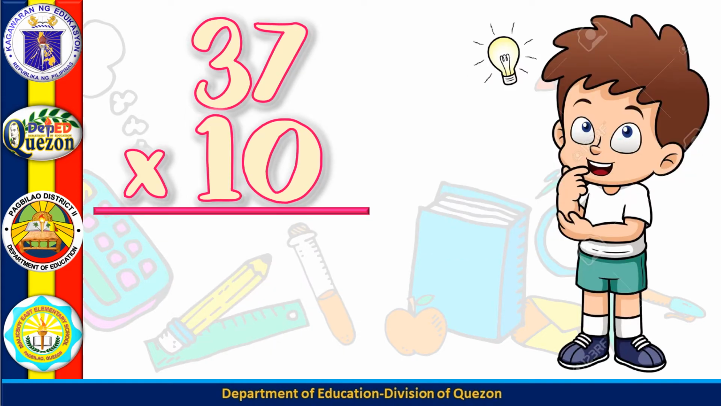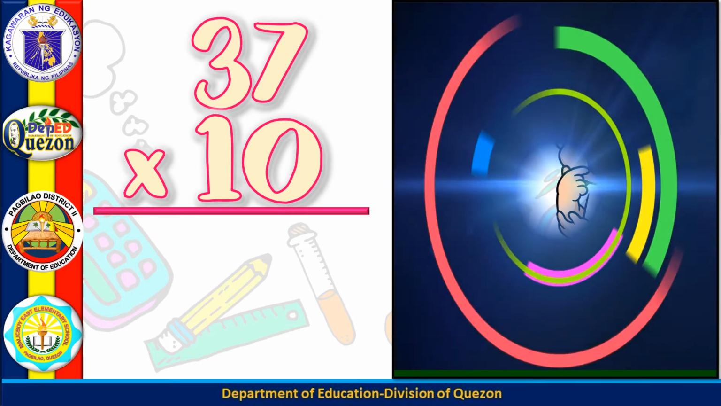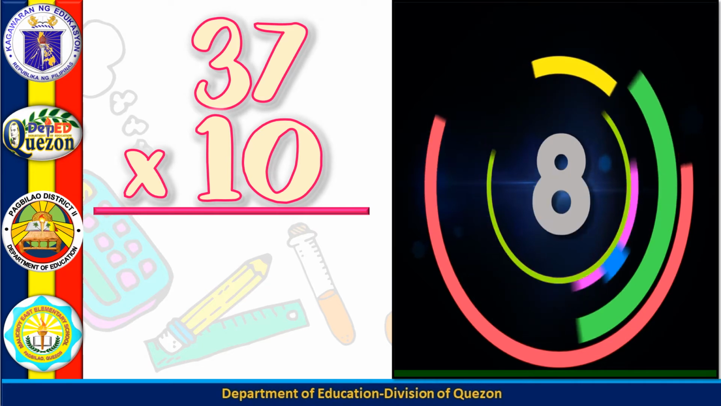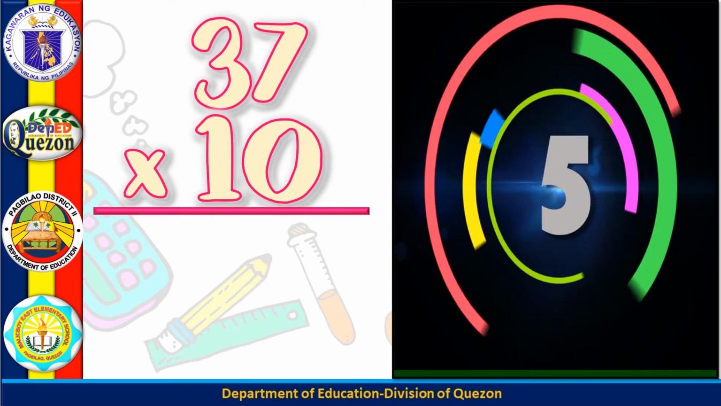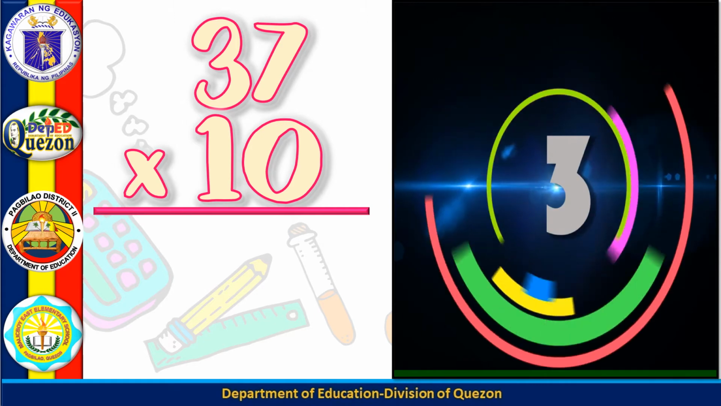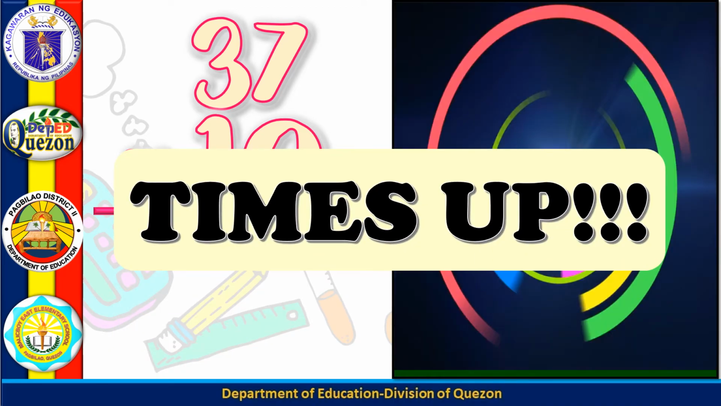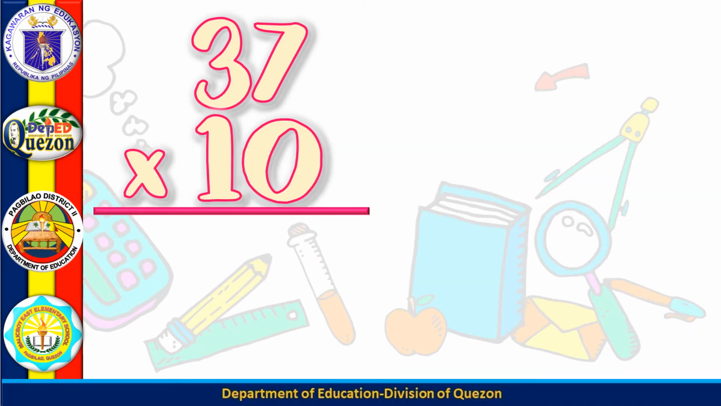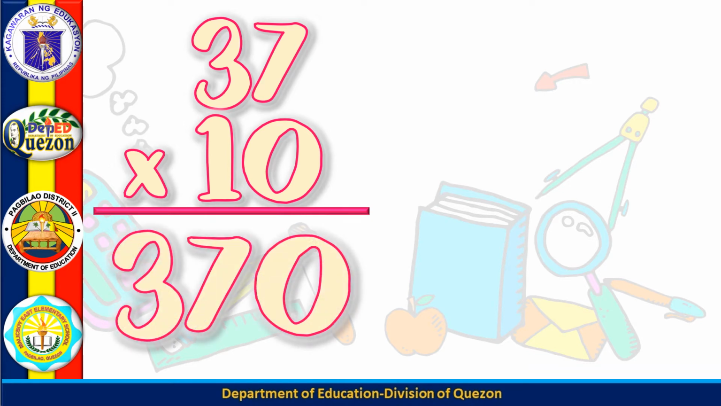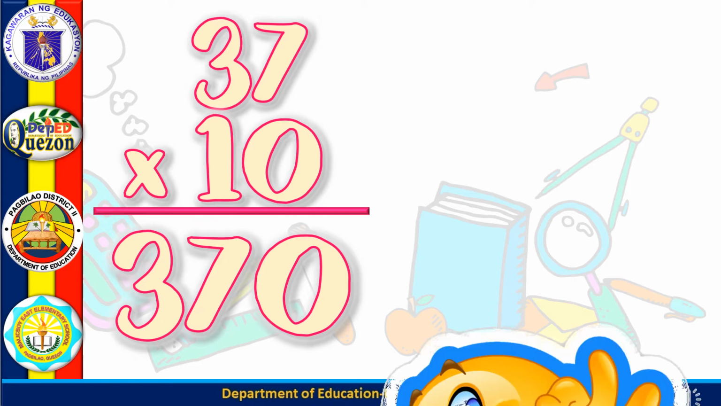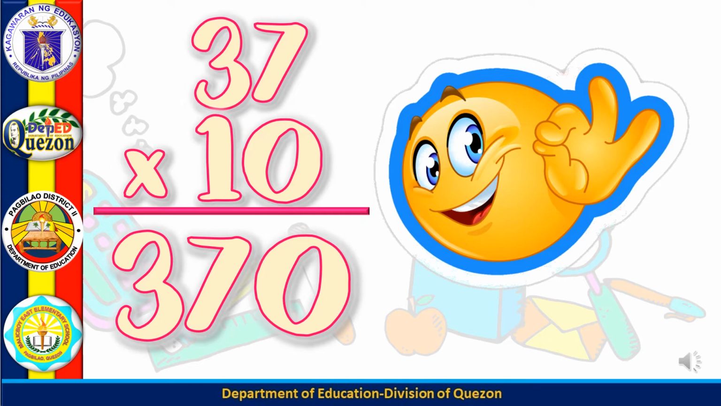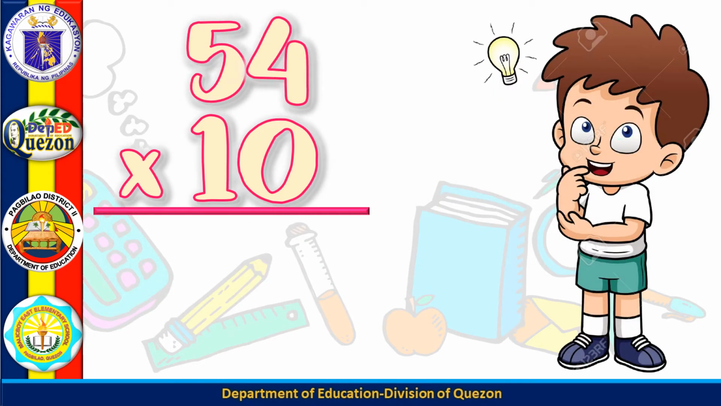Next, 37 times 10. Time's up. The answer in 37 times 10. First, you will bring down the 0. And 1 times 37 is 37. So the answer is 370. Good job!